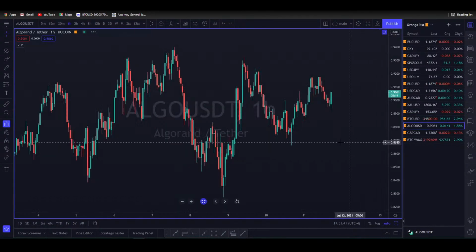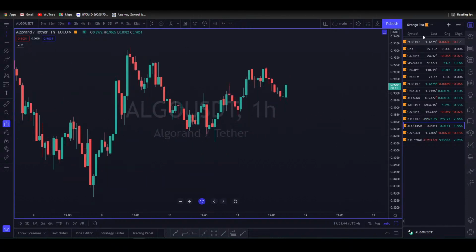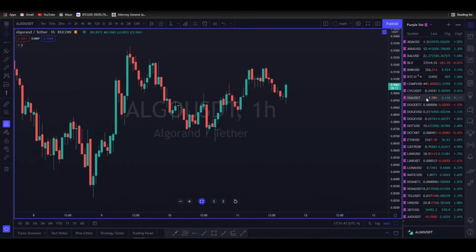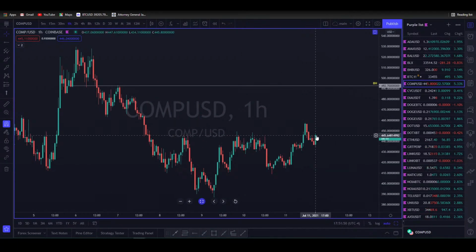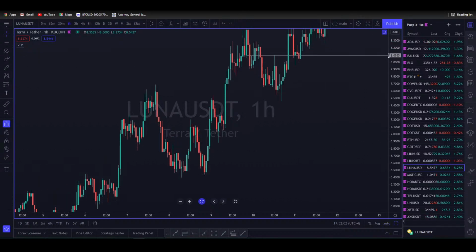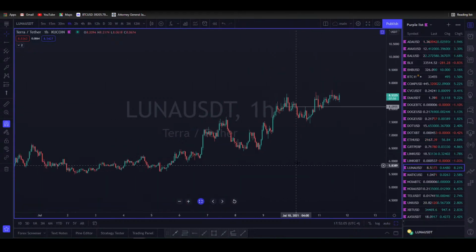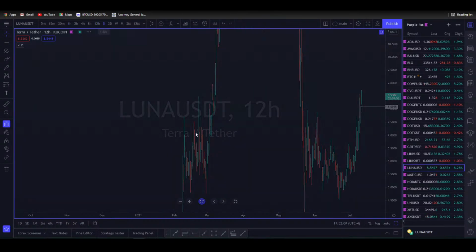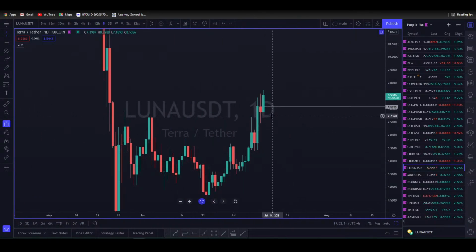Let's go look at what Algorand is doing. It's getting a pump too as well, just a small pump. Compound getting a small little pump. And what was the other one I was looking at, guys? Luna. Small little pump. Luna's testing hourly resistance right there. It's testing it right now. Yeah, looks good on the daily. It looks like you're getting ready to get a close above 8.0955. That would be daily resistance. So it looks fantastic. Meanwhile, BTC is doing end of week shenanigans.